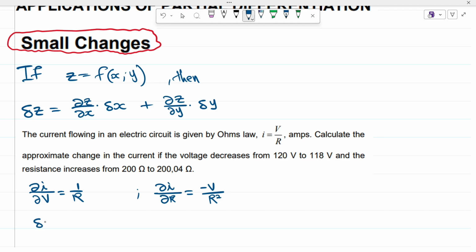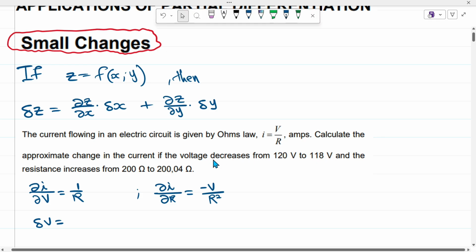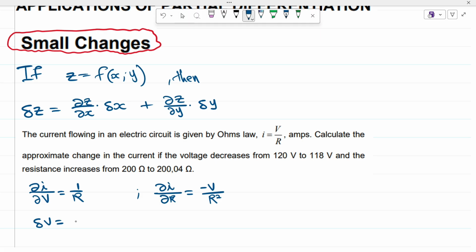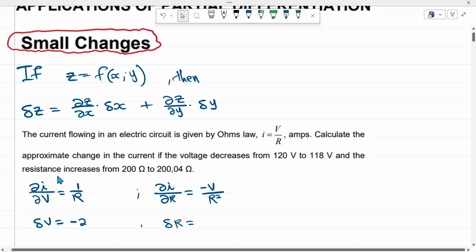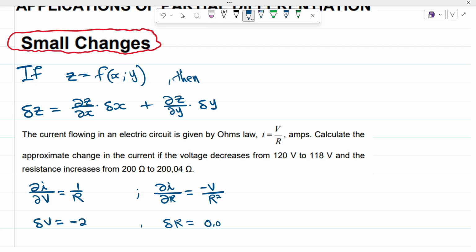So small change in V is equivalent to what? They say the voltage decreases from 120 to 118 volts. That means the small change is negative. As long as it decreases, you have to always put it as negative. So that's going to be -2. And then how about the small change in R? So small change in R is going to be equivalent to what? They say the resistance increases from 200 to 200.04. That means our small change is just 0.04. And then that's it.